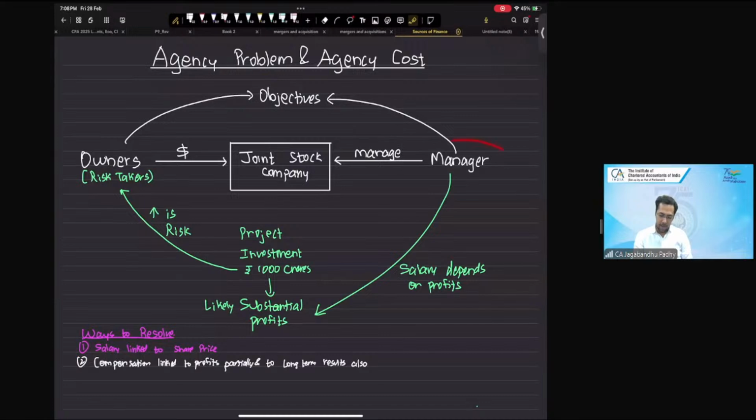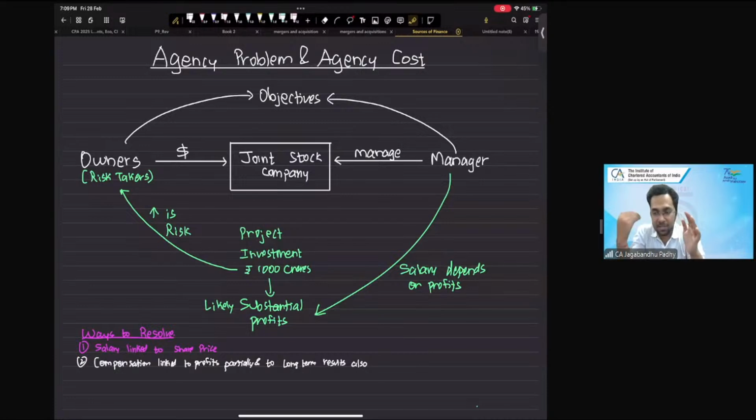Because understand, managers are acting as agents of the owners of the joint stock company. They are the persons who are going to act on behalf of owners. Owners cannot take the day-to-day decisions, but managers can. So they are acting like an agent of the owners. So agents should actually be working in what sense? Agents should be working to maximize the shareholders' wealth.